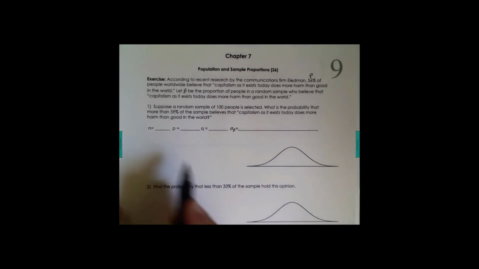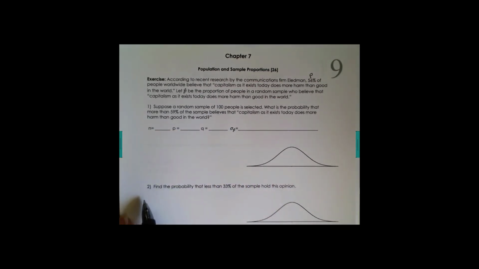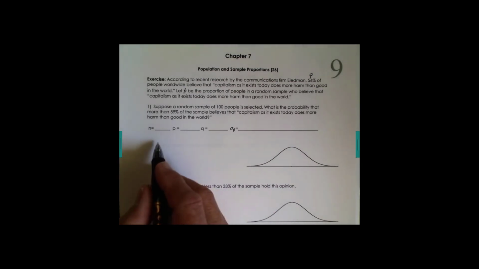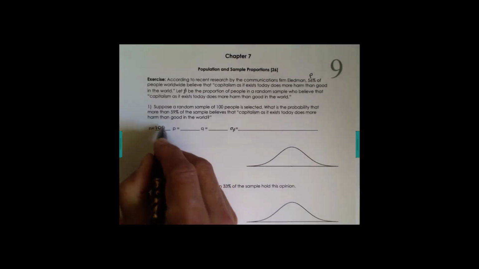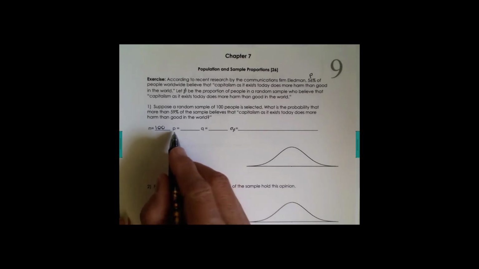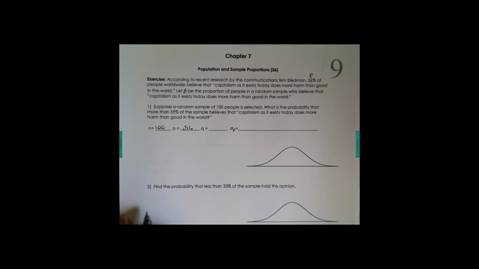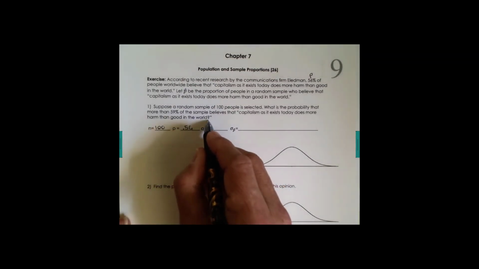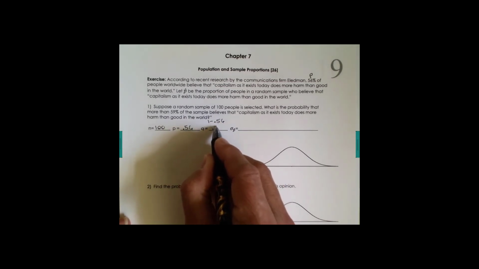Let's start filling in some of the information. And these are the things you need to say, okay, it's a proportion problem. I need N, I need P, I need Q, and I need the standard deviation of p hat to get me started. All right? So let's write those things down. What was my sample size? Well, there were 100 people. What is my population proportion? 56%. I'll write it as a decimal. And what's Q then? Well, it's going to be 1 minus 0.56. So that's going to be 0.44.